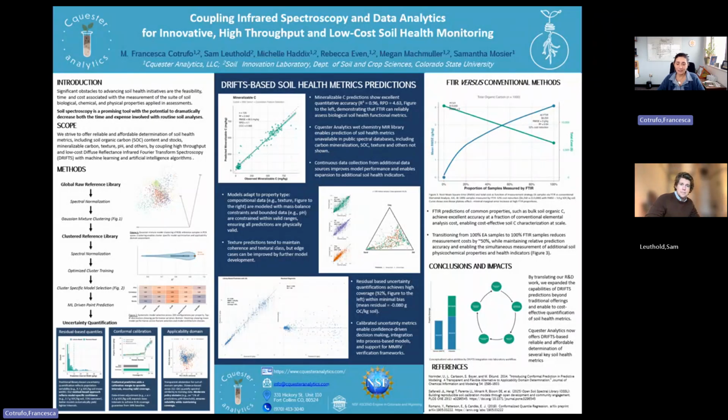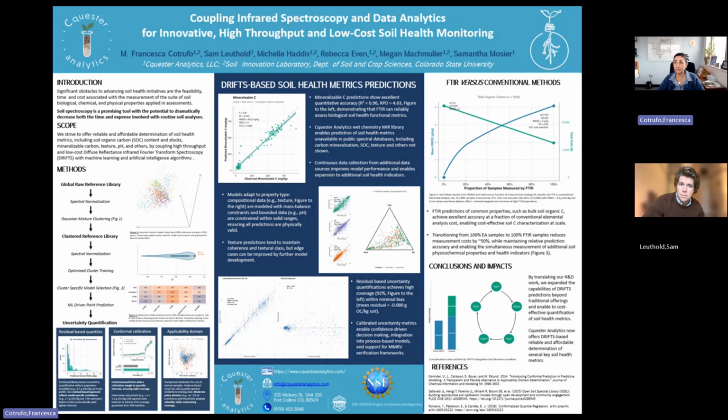I'm here with Dr. Lawful to talk to you about the exciting work we have been doing to be able to use infrared spectroscopy to predict, with high throughput and low cost, metrics of soil health. This is the work we are doing at Sequester Analytics, which is a commercial analytical facility devoted to providing high quality soil data. We know that high quality means a lot of labor and care, which also come at a cost that often is prohibitive to the analysis.